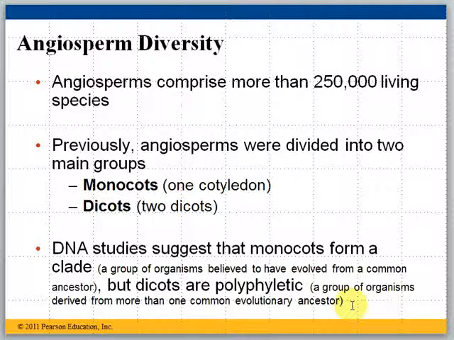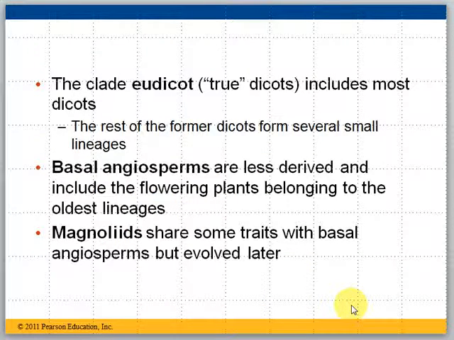So with our more modern understanding, they've divided what I would have considered just the dicots as one large group. They've subdivided them into a clade called the eudicots, which would be the true dicots, and that includes most of the dicots. And then the rest of the former dicots form several smaller lineages. So we'll look at something called basal angiosperms, or less derived, which include the flowering plants belonging to the oldest lineages. And magnoliids share some traits with basal angiosperms, but evolved later in time. Again, I wouldn't expect you to know a huge amount of detail about every one of these, but we'll look at the ones that we think are most common, and that's where we'll spend most of our time.